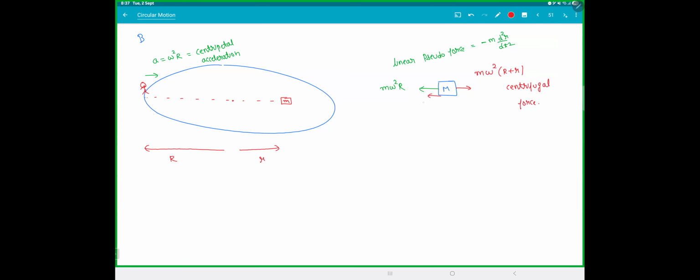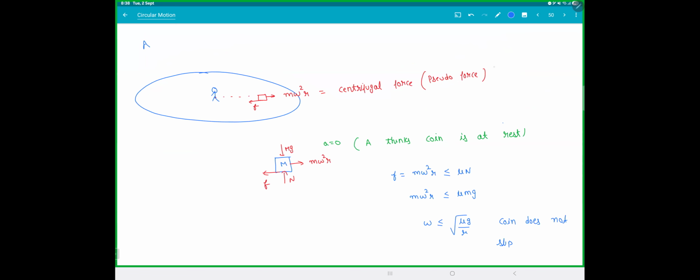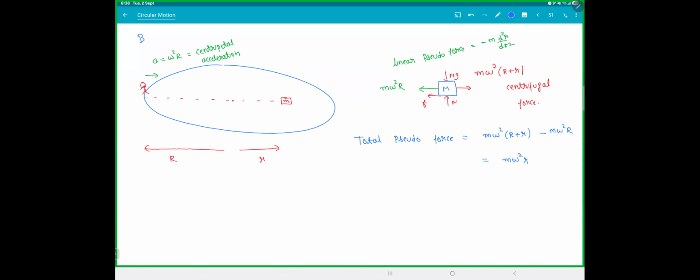What are the other forces? Friction, normal reaction, mg. Now, if someone asks you, what is the pseudo force acting on the body? The total pseudo force acting on the body will be m omega square (r plus R) minus m omega square R, which turns out to be m omega square small r. Can you see? You will end up with the same pseudo force, m omega square r. So it doesn't matter where you stand, the total pseudo force will remain the same.